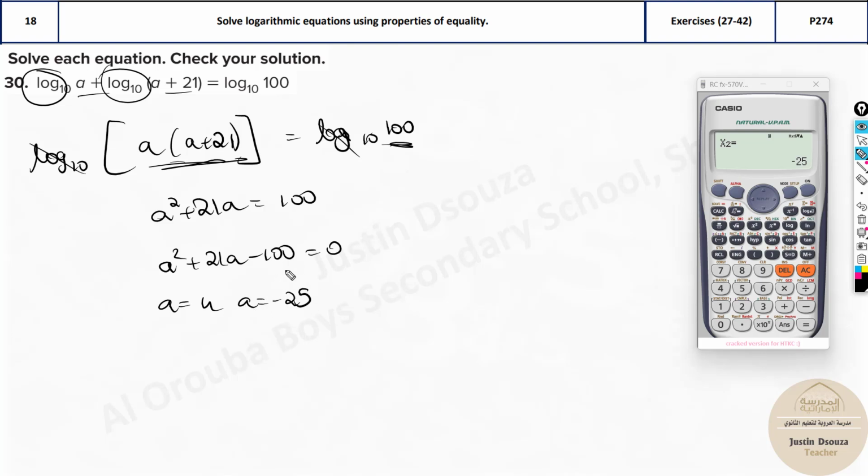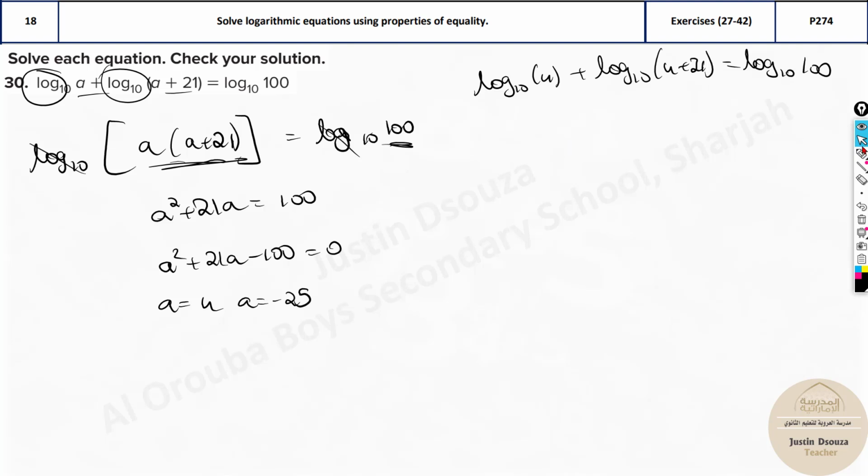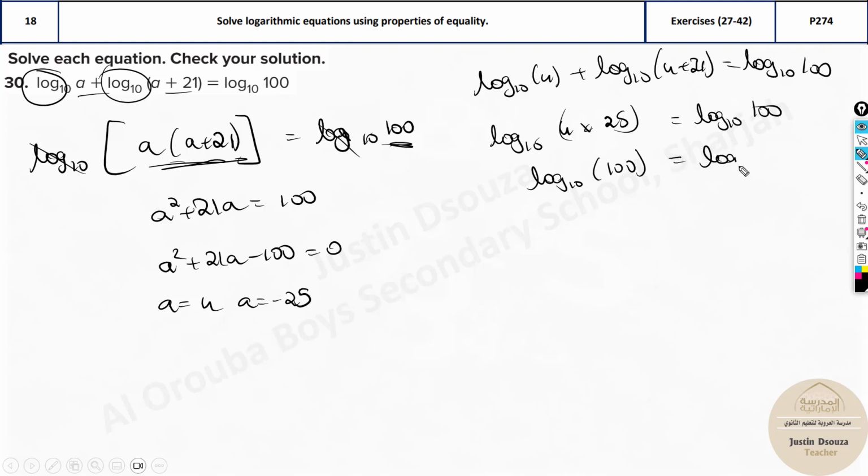Now, I don't think this will work. See, let's substitute the first case to do the check. Log base 10 of 4 plus log base 10 of 4 plus 21 equals log base 10 of 100. I will just multiply: 4 times 25, since 4 plus 21 is 25, equals log base 10 of 100. Yes, it is log base 10 of 100 on the right side also. Yes, it is true, there are no undefined points.